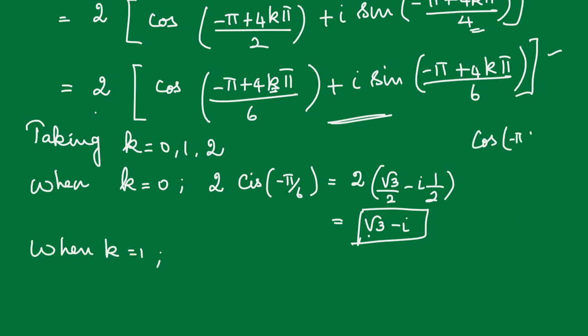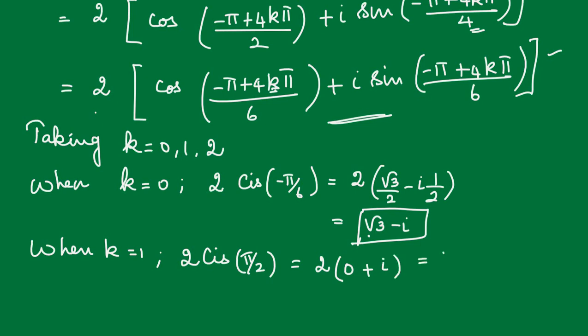Next, if k is equal to 1, the angle is pi plus 4 pi by 6. This is cos of 3 pi by 6, which is cos pi by 2. Similarly, the next term will be sin pi by 2. So we can write here, when k is equal to 1, we get 2 times cis pi by 2, which is equal to 2 into cos pi by 2, which is 0, plus i sin pi by 2, which is 1. So this is equal to 2i. The next root is 2i.